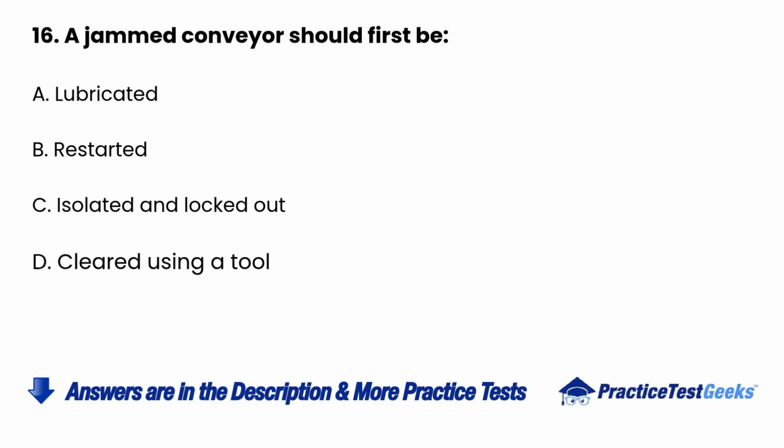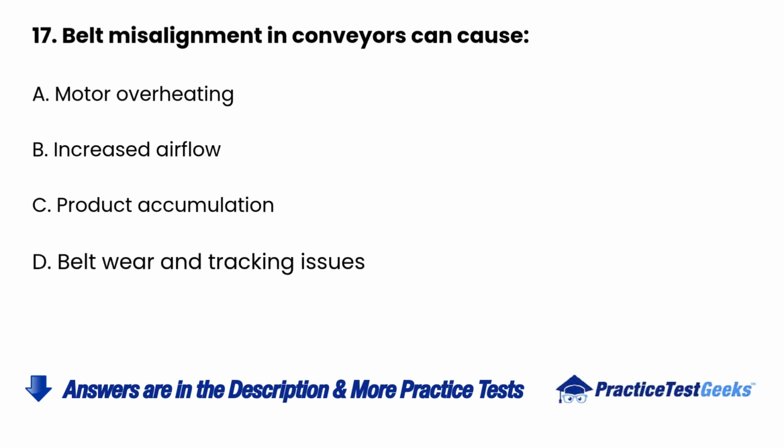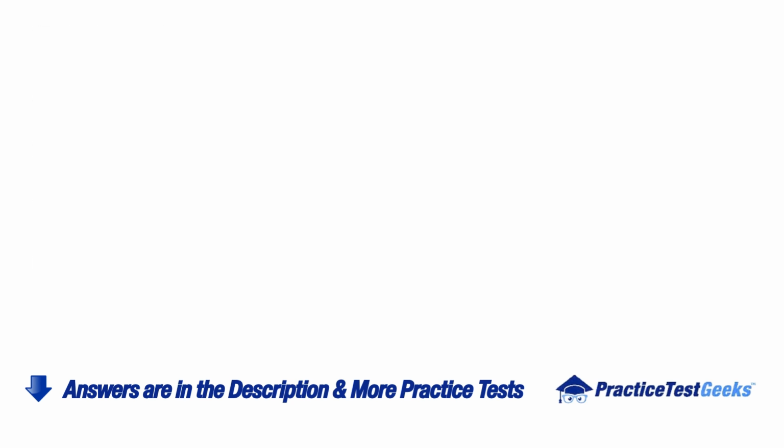16. A jammed conveyor should first be A. Lubricated. B. Restarted. C. Isolated and locked out. D. Cleared using a tool. 17. Belt misalignment in conveyors can cause A. Motor overheating. B. Increased airflow. C. Product accumulation. D. Belt wear and tracking issues.